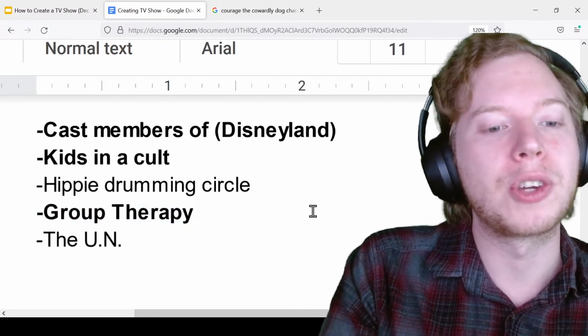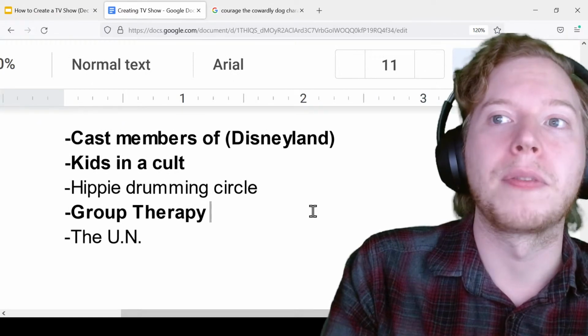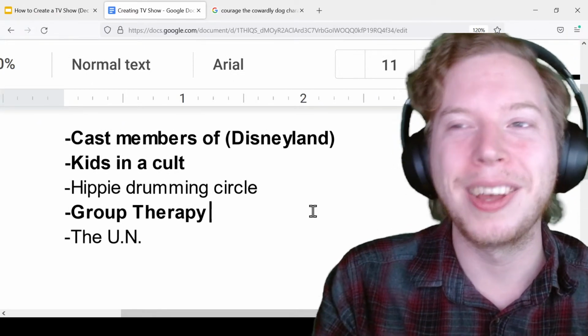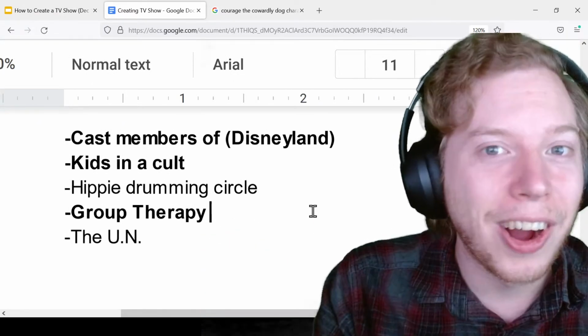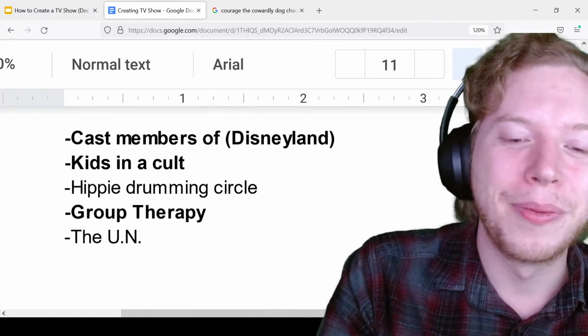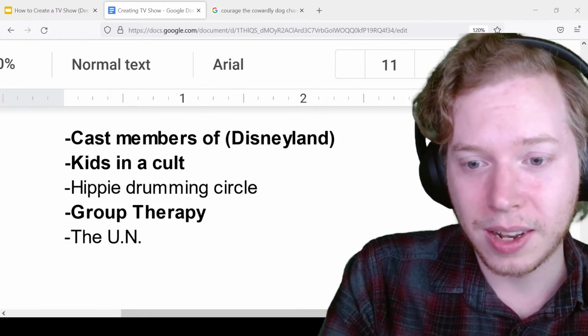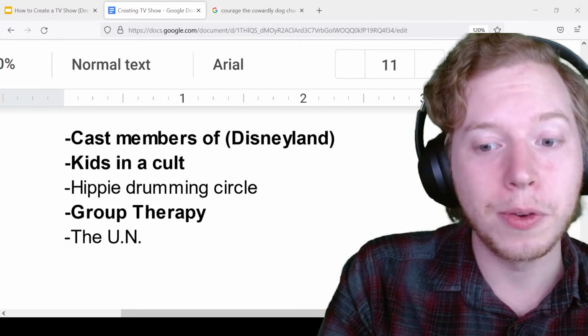I'm not quite sure how we can mash together group therapy with police procedural, but maybe it's about, we have a main character that is in therapy. Or maybe it's about the security guard at a group therapy clinic or something like that. Which of these do we like the best for a cop procedural? Smock and Fairy says Disney would be an interesting combo.